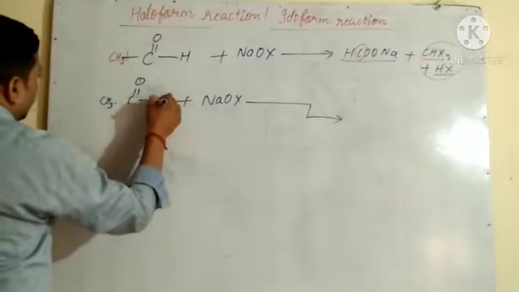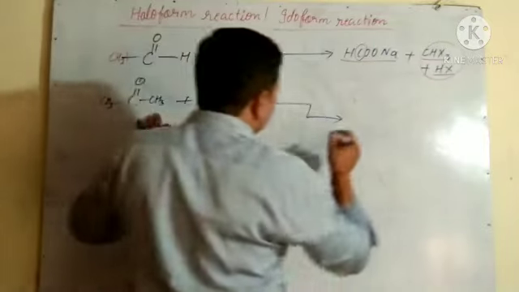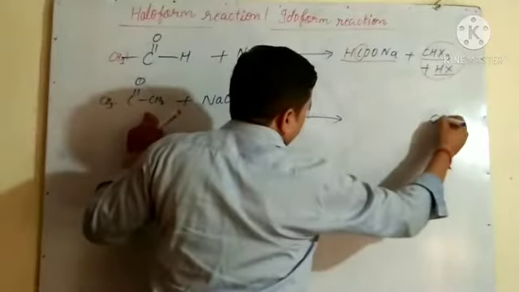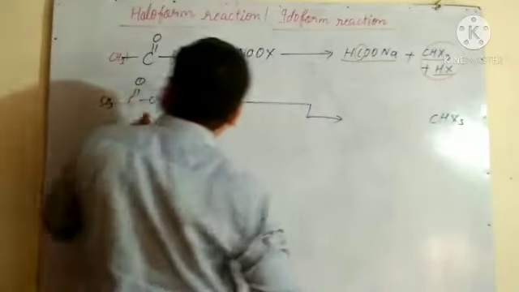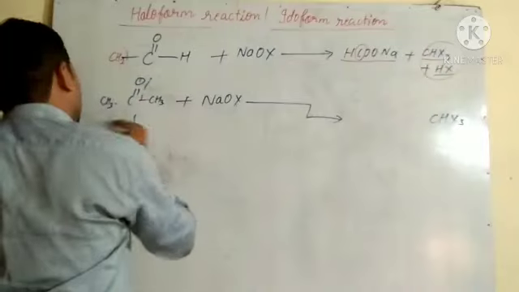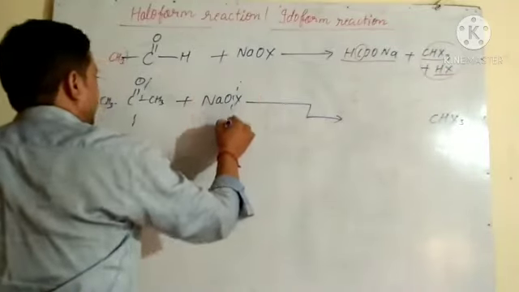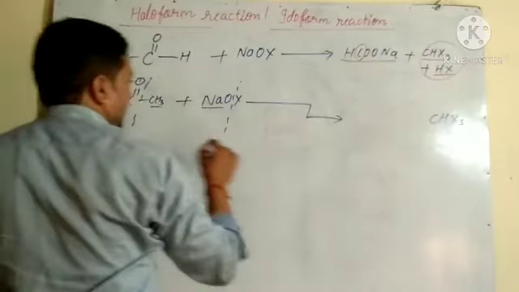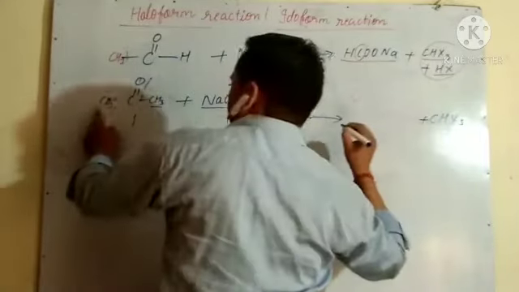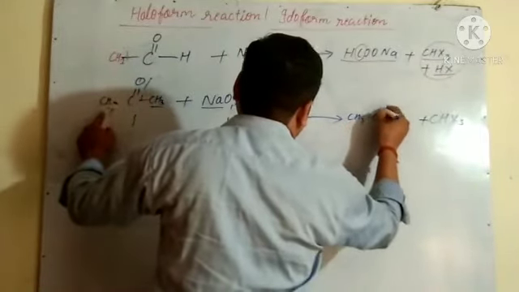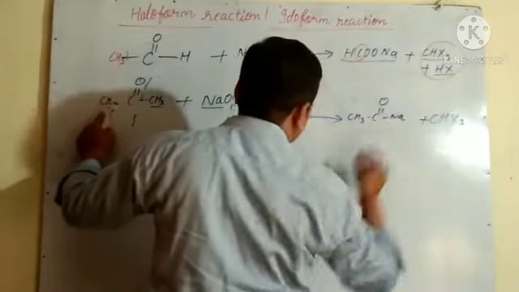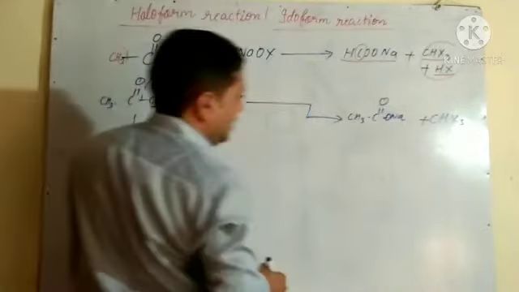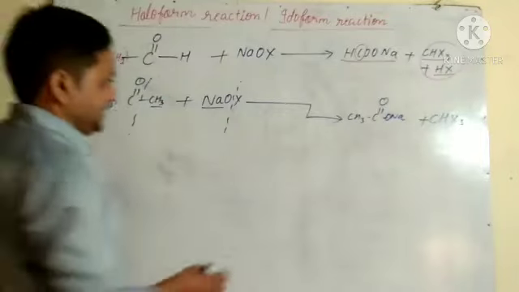Okay, then we have to show this. One alkyl will form the haloform. What will be written? CHX3. Like this we can write. It will break like this. This goes to here and this goes to there. So what will it form? CH3CONa. CH3CONa. Okay, this is haloform reaction, and HX.